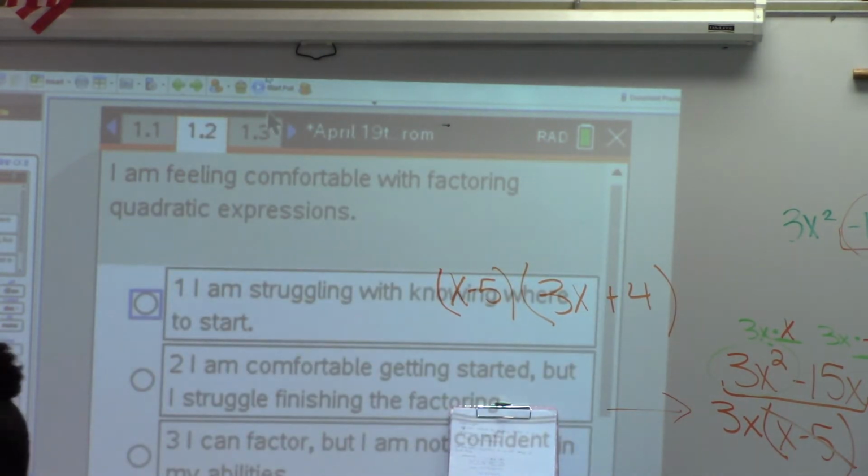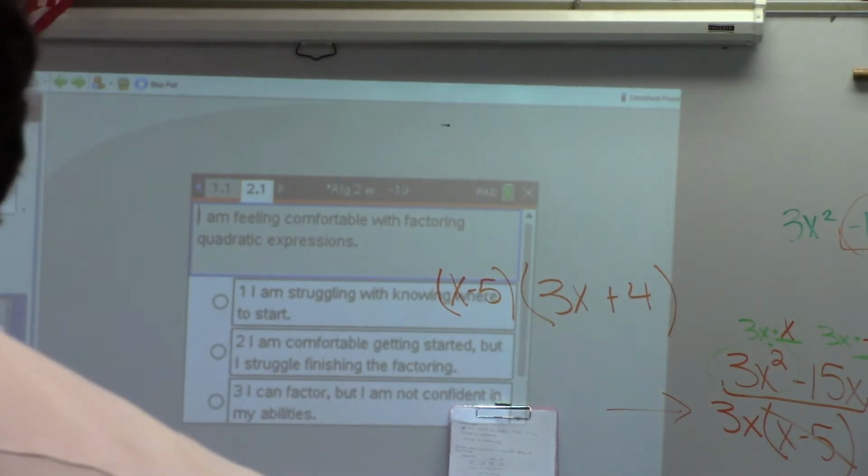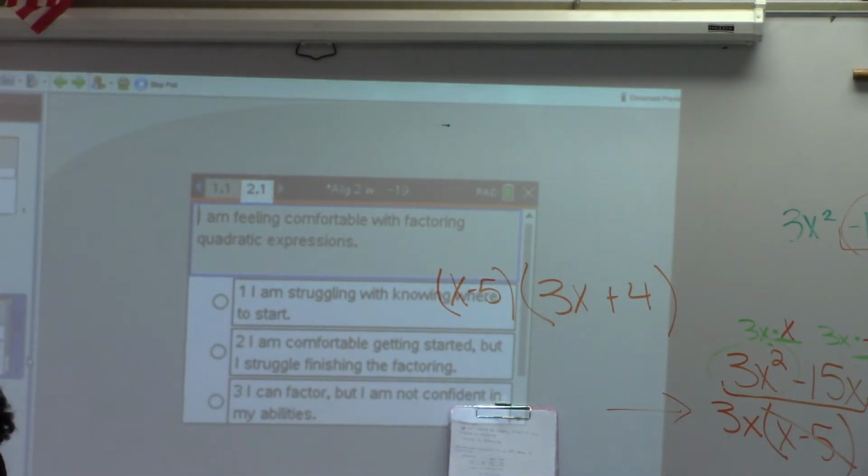This one? Yeah. Okay, guys, so answer this honestly. This is to help me and Mr. Kenny figure out where you guys are with this factoring stuff, where we need to go from here. It doesn't count against you at all, so just be honest. Just do it quickly and help us figure out who to help. Make sure you click submit when you're done. Waiting on about 7 of you. Okay.